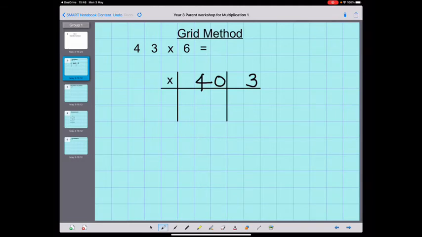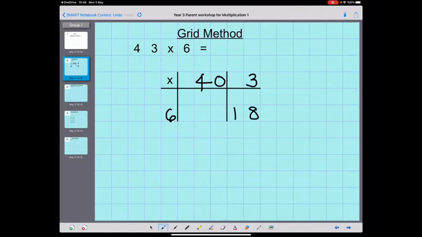So we've got to include that 6, and we'll put that 6 over here. Okay, so we're still multiplying 43 times 6. And as always, we do start with the ones. So we look at multiplying 6 times 3. And as children get better with their multiplication and quicker as well, by the end of Year 4, they need to know all their times tables up to 12. Quick recall, so they need to be able to answer them quite quickly. So 6 times 3 is 18, so we'll put that in here.